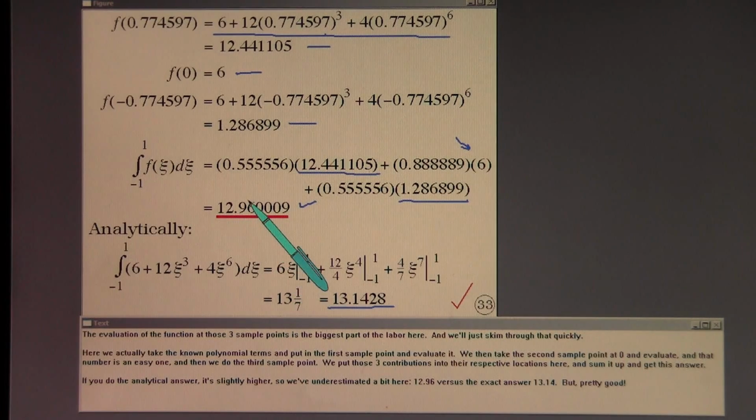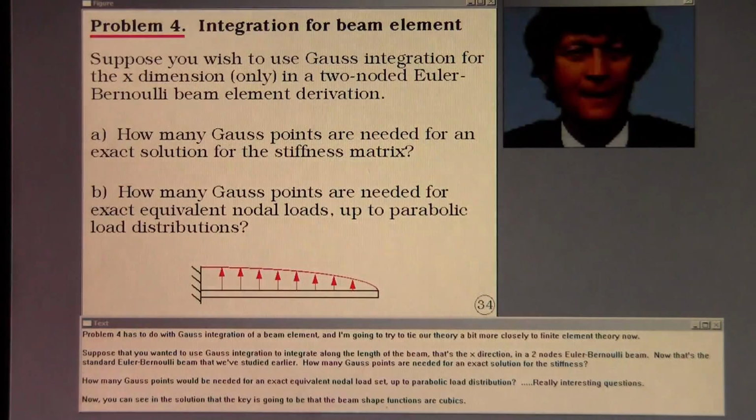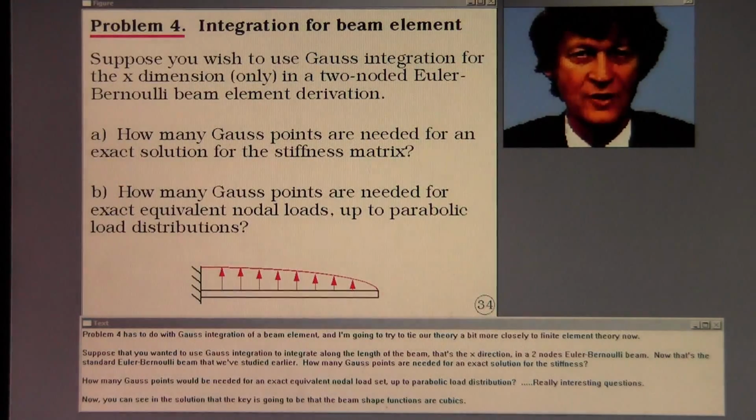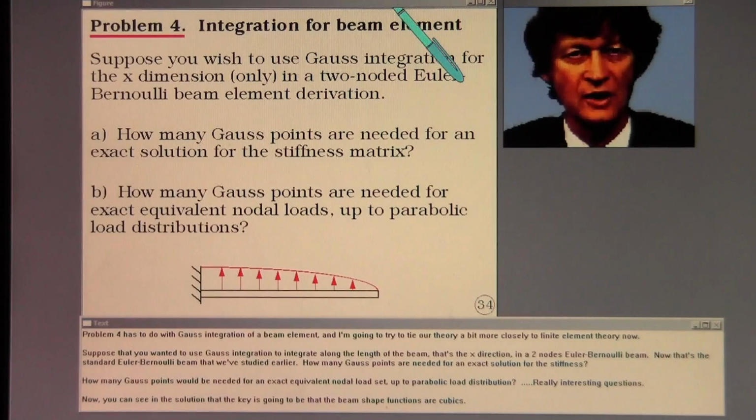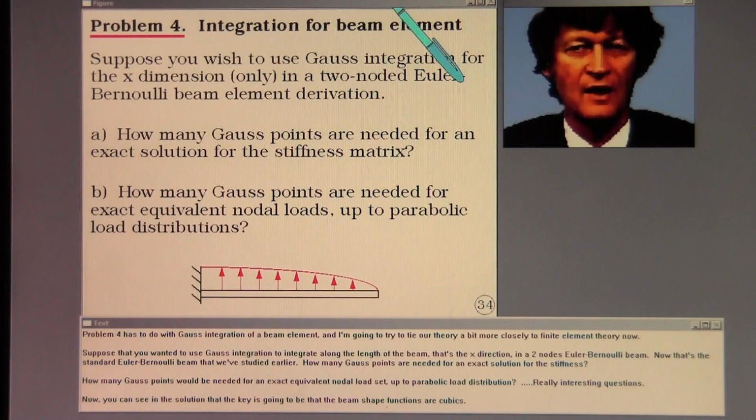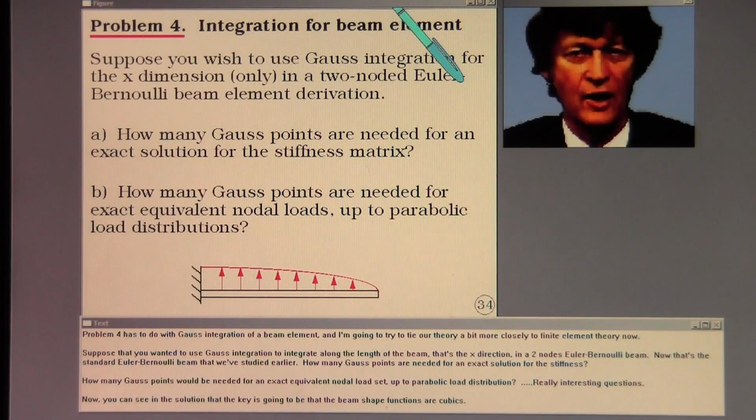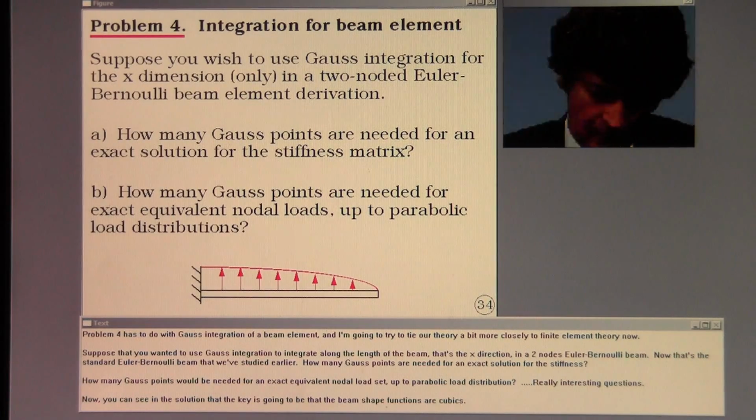12.96 versus the exact answer 13.14, but pretty good. Problem 4 has to do with Gauss integration of a beam element, and I'm going to try to tie our theory a bit more closely to finite element theory now.